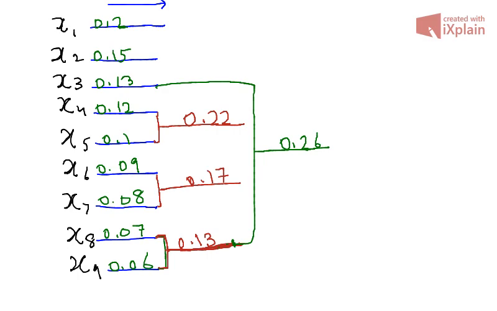Now again choose another two, and the next two would be x2, which is 0.15, and then you have the probability 0.17. So in the next step, we would choose 0.15 and 0.17, right, this one, and we would take a branch with the probability equal to the sum of these two. So if you add 0.15 and 0.17, it is 0.32. So a new branch with 0.32.